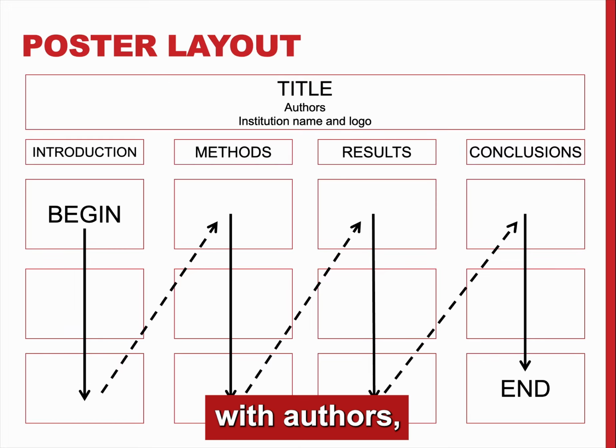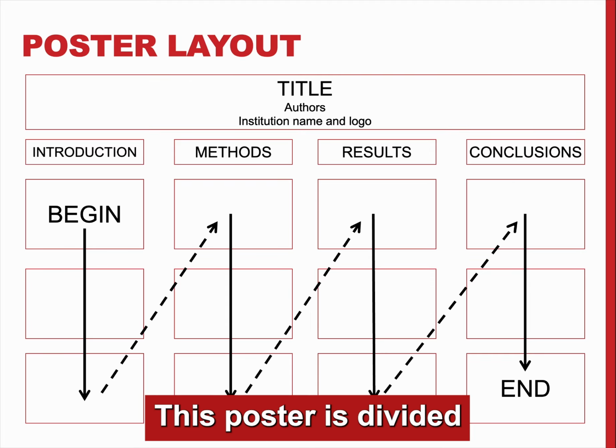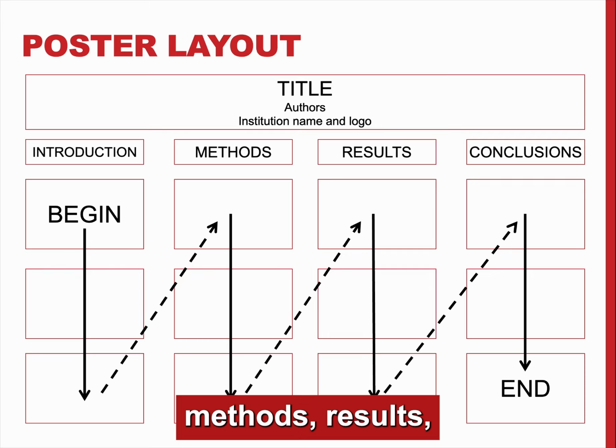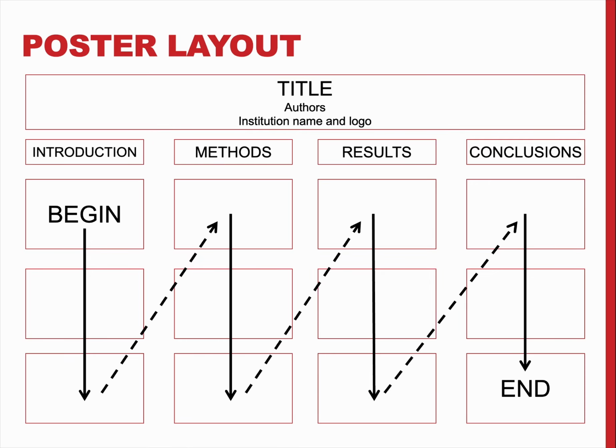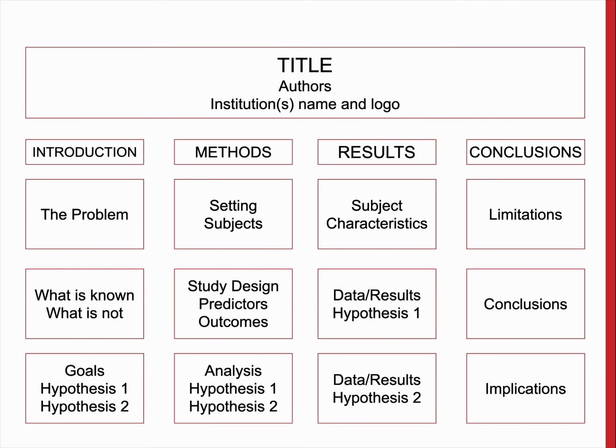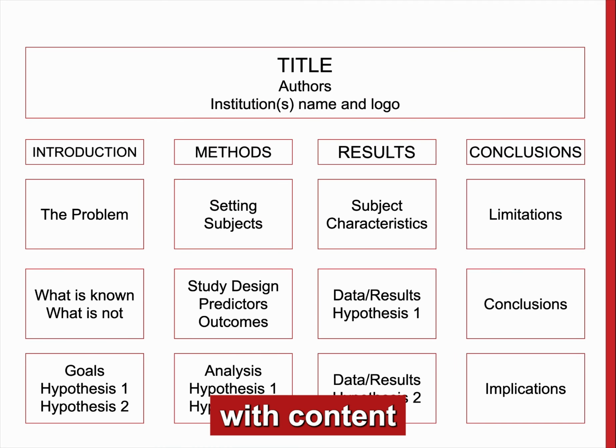The title banner with authors and institution name and logo is on the top. This poster is divided into columns representing the introduction, methods, results, and conclusions. The arrows follow the progress of the content from beginning to end. This is the same sample poster from the previous slide with content of each slide panel listed.